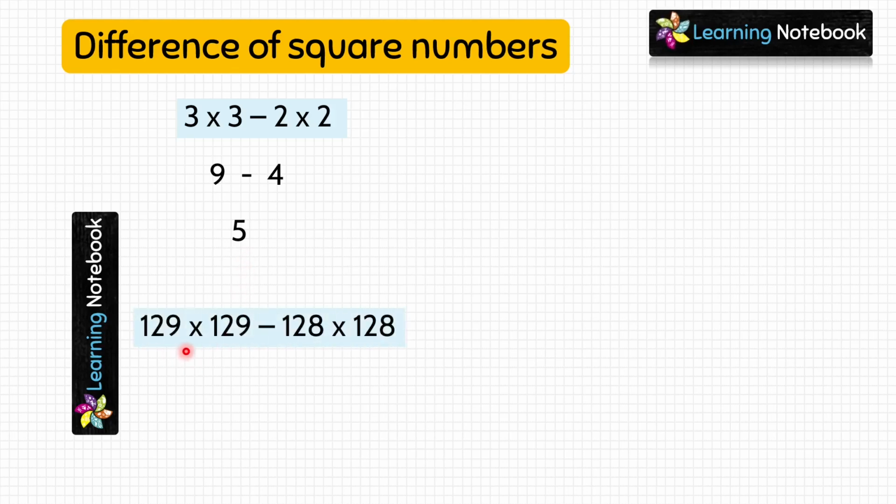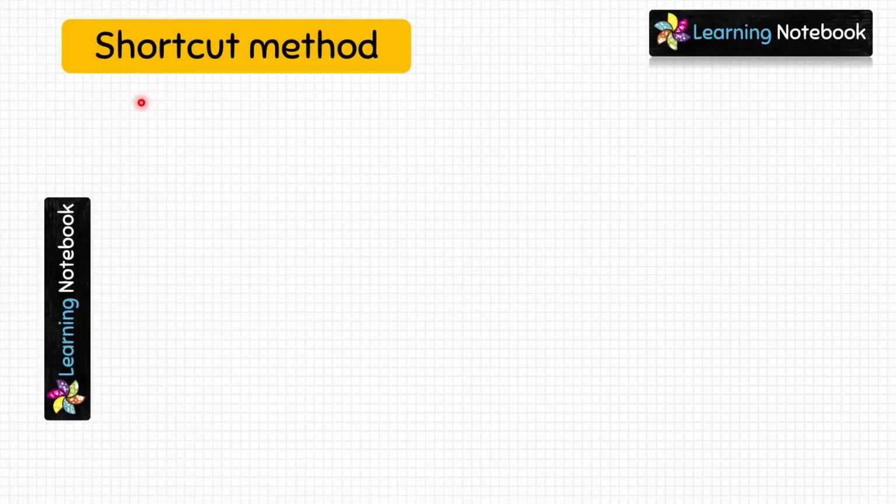Here we have to multiply 129 by 129, then minus 128 into 128. Now again students, if we solve this by the same method we solved the above example, first we will multiply these two numbers and then we will multiply these two numbers and then subtract them. But it is a very long process. So let's see how we can solve it by a shortcut method.